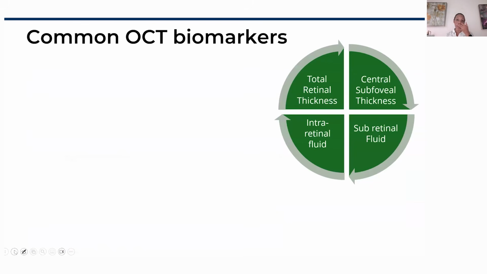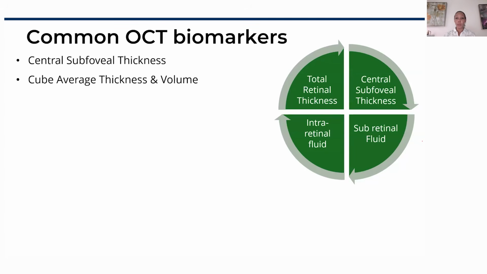So what are the common OCT biomarkers we're aware of? We always talk about the total retinal thickness or the average retinal thickness. We look at that before injections, after injections. We look at the central subfoveal thickness, intraretinal fluid, subretinal fluid. So these are factors that we look at for biomarkers, but I'm going to go through a couple more that are important, and I want you to also look at them when you are doing this. So central subfoveal thickness, the main ones.